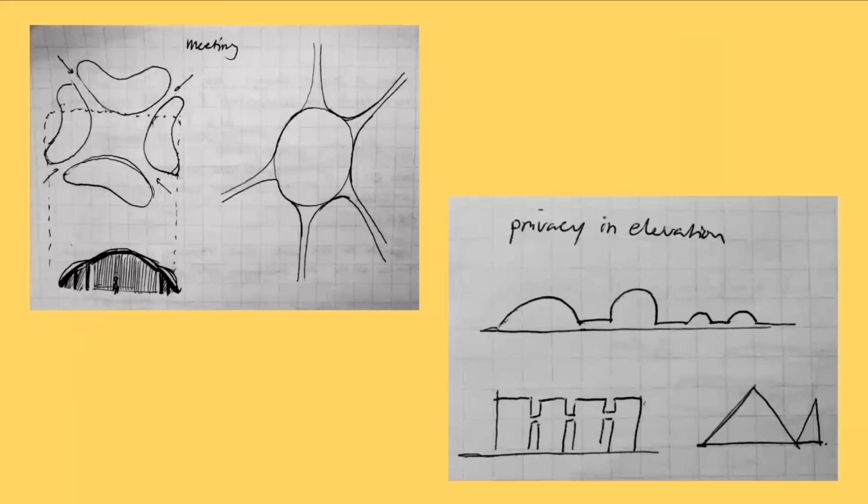So these are just some quick personal examples. In an exercise in a studio lecture once, the prof asked us to very quickly sketch some parties based on prompts that they gave us. So on the left side is a meeting space seen in plan from above, and on the right side is private spaces seen from an elevation or side view.